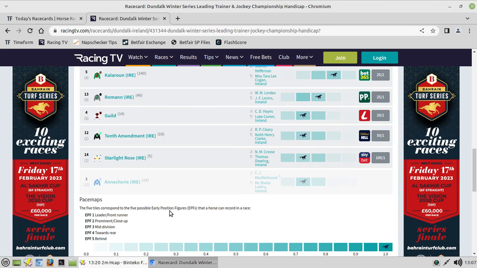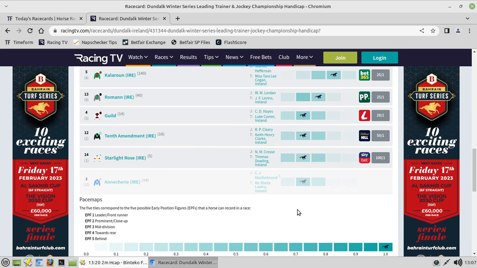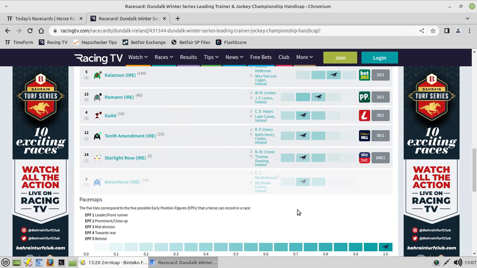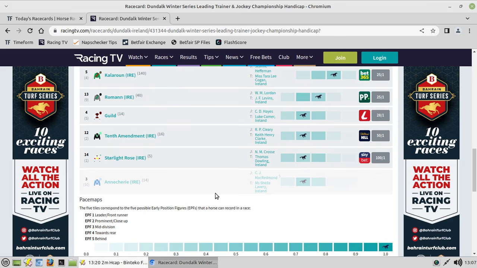Now, it's unclear from this what it means by the early position figures. Is that the position within the first couple of furlongs, or is it the position within the first half of the race, and so on? I think the important word in there you need to look at is early. Keep that in mind as I carry on.